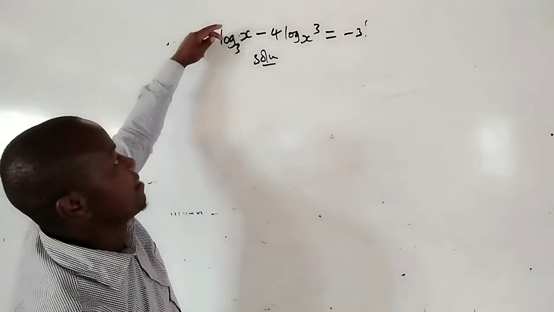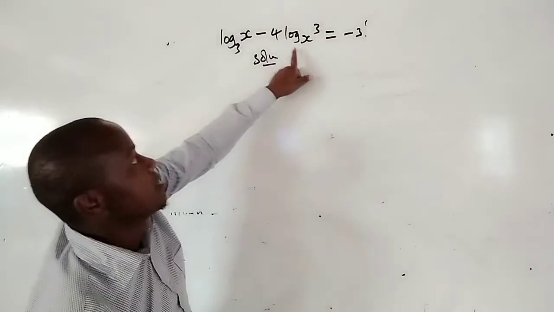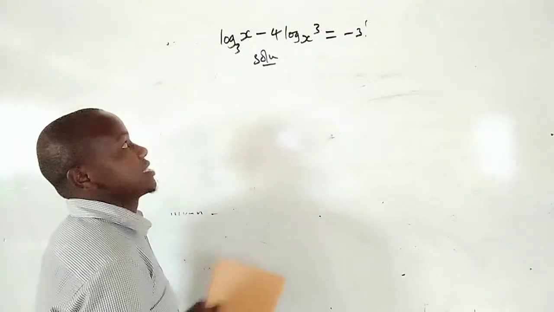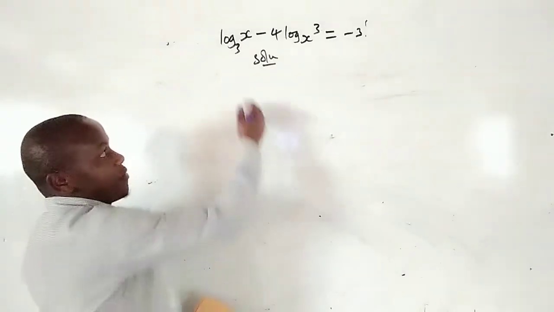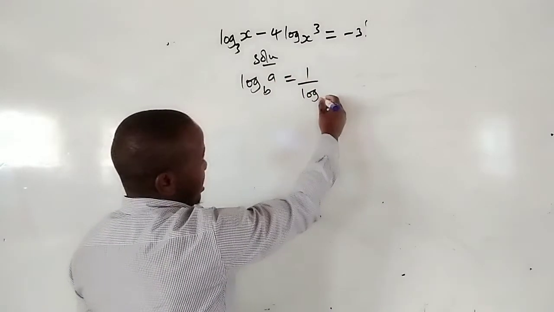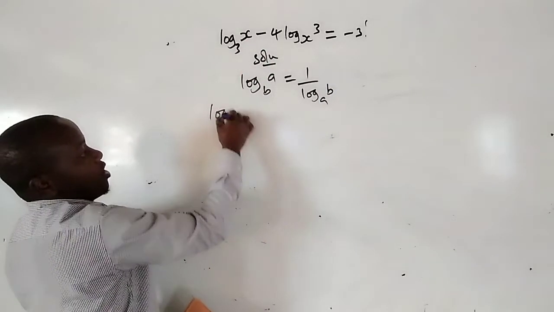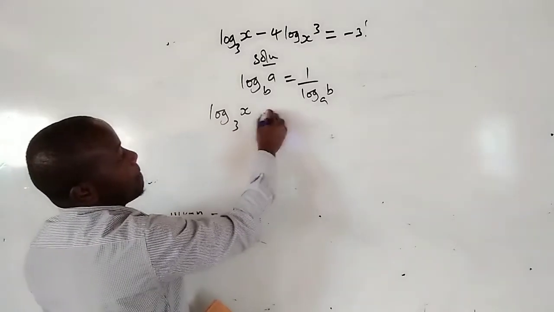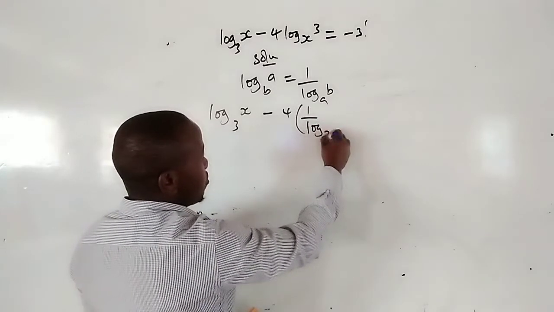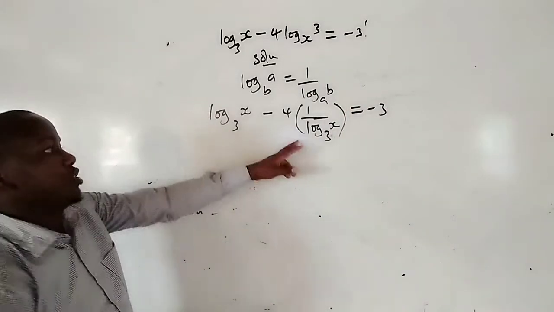When you observe, this is base 3 and this is base x. This is the log of x, this is the log of x. Therefore, there is a relationship, and there is a law which governs such comparisons, whereby we say the logarithm of a to base b is the same as the reciprocal of the log when they interchange, of b to base a. Applying this here, we have the log of x to base 3 minus 4, multiplied by the reciprocal, so this becomes log of x to base 3, is equal to negative 3.